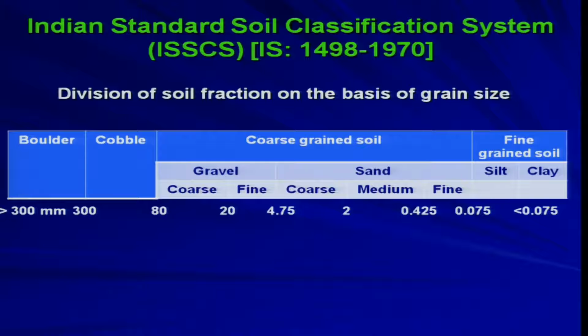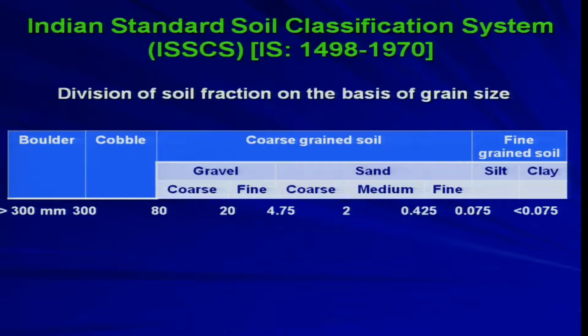Anything below 75 micron will be classified as fine grained soil, and you have two types in fine grained soil, that is silt and clay. So, based on the particle size, basically you have classified the whole domain of the soil.